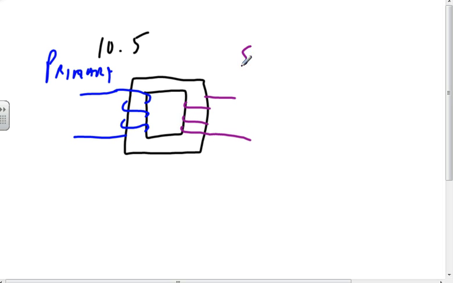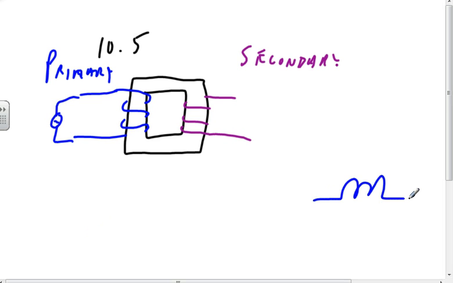I'm going to call this the secondary side. So what's going to happen when I put some AC voltage in on this side? Now, let's take an inductor for a moment, as an aside. I've got this inductor, and I'm going to hook it up to DC. What is it going to see?